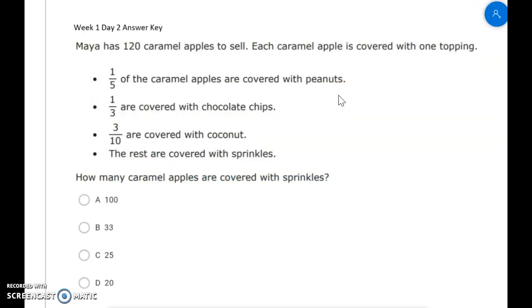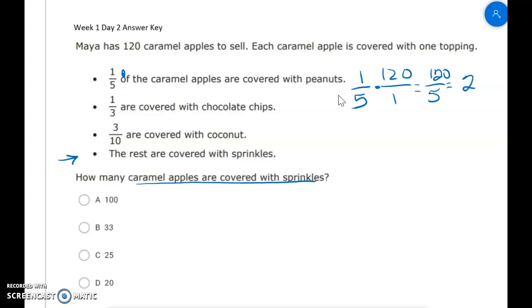So that was the end of day 1. On day 2, we had some fractions that we needed to work with. She has 120 caramel apples to sell. Each caramel apple is covered in 1 topping. How many caramel apples were covered with sprinkles? So we're looking for the rest. So remember that if you're doing 1/5 of means times 120, and you can do top times top, bottom times bottom, or you can cross reduce. I'll just go straight across.